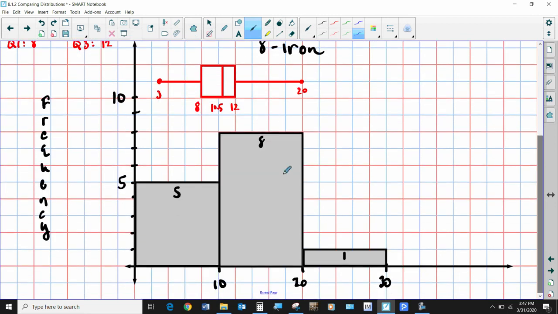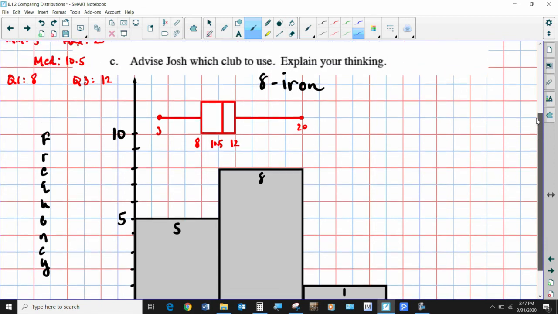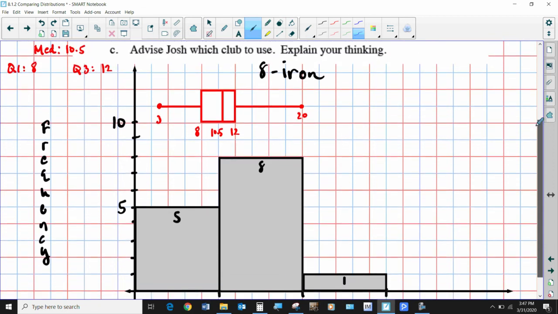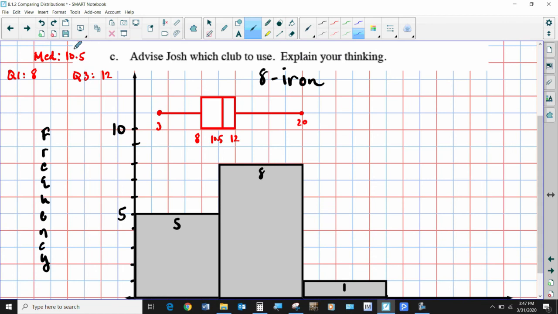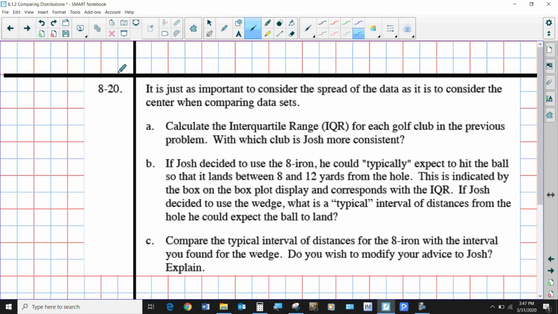So when I reference that against our histogram's number line, the 3 would go right around here. The 8 is here. 10.5 is a little bit more than 10, and then 12 goes here, and then the 20 goes here. So what are we noticing about the differences between these two clubs? Let's take a look at some of the questions that we're going to answer on the next page, problem number 20, and see if we'll get a definitive answer on which club we should advise Josh to use.